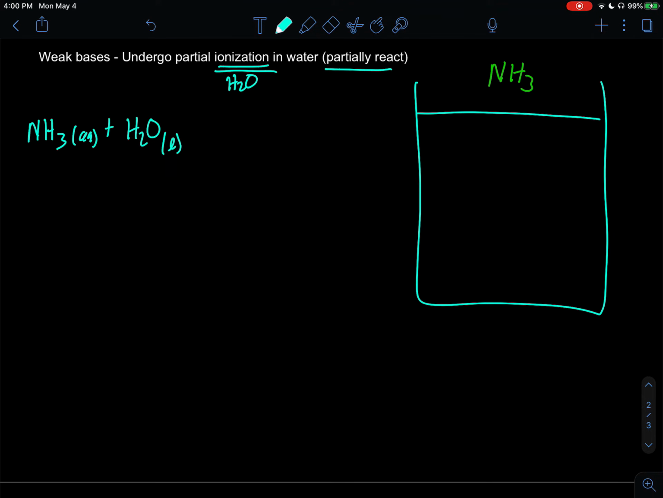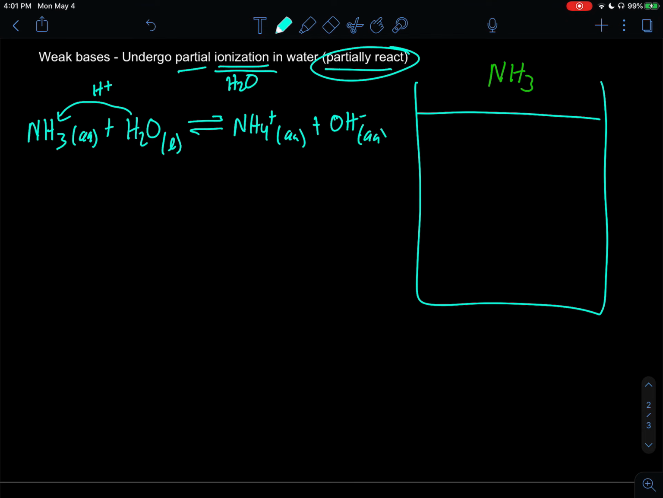Again, this is our ionization reaction. They have to react together and allow a proton to be transferred to ammonia. Ammonia has to accept that proton, which is why I consider it to be a base. And then we write our double-way arrow here, because we have this partial reaction, or partial ionization. And we're going to get NH4 plus and hydroxide, because we've now stolen that H plus away from the water molecule.